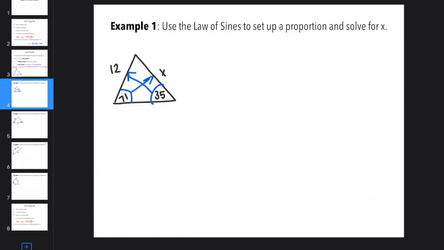So let's look at example 1. We're going to use the Law of Sines to set up a proportion and solve for x. If you notice, I already have a couple of markings. I am going to use sine of angle 71. My opposite side is x, equal to sine of 35 all over 12.